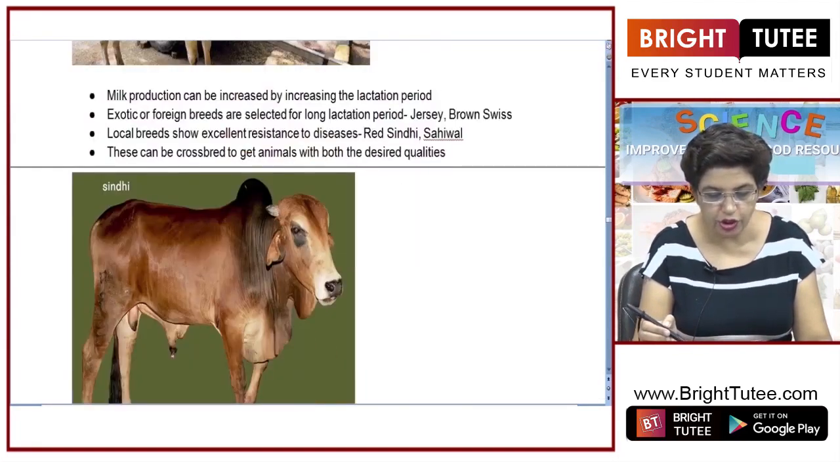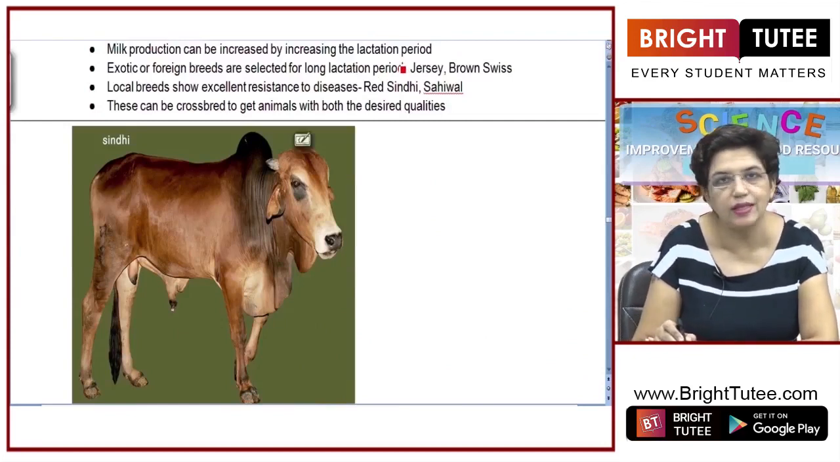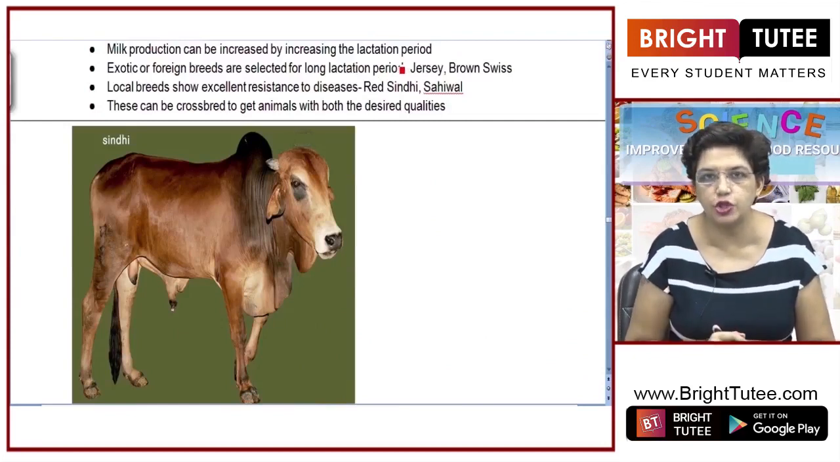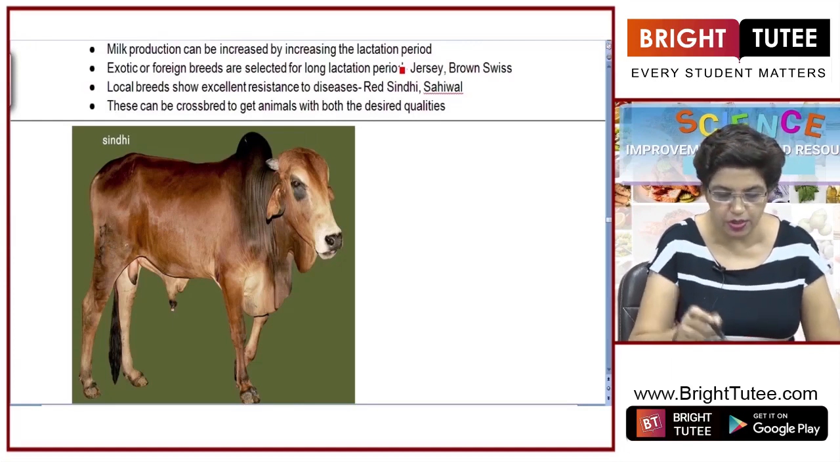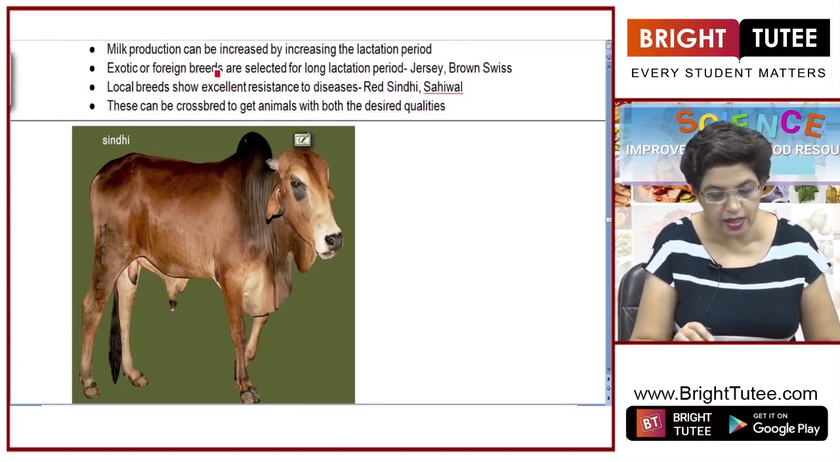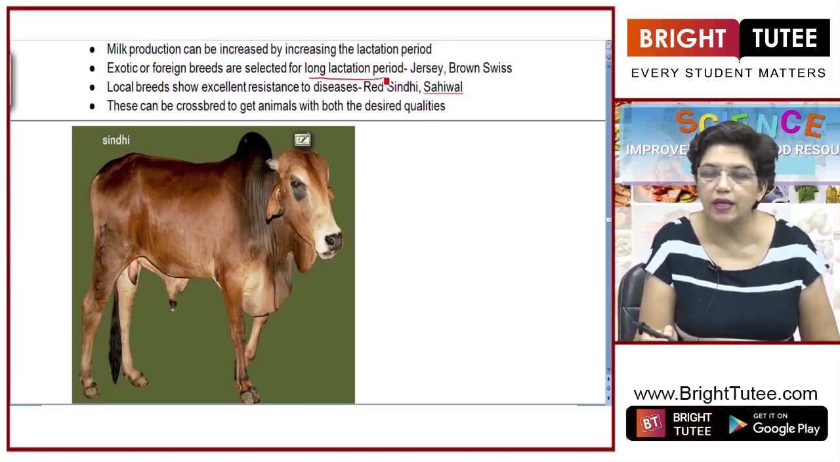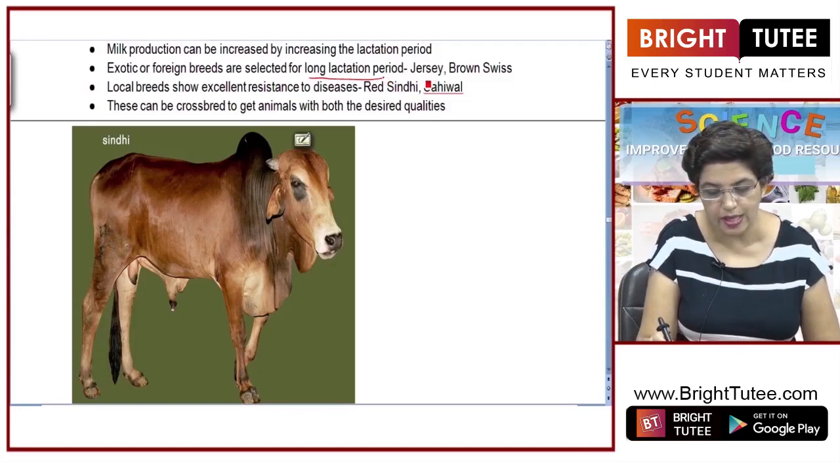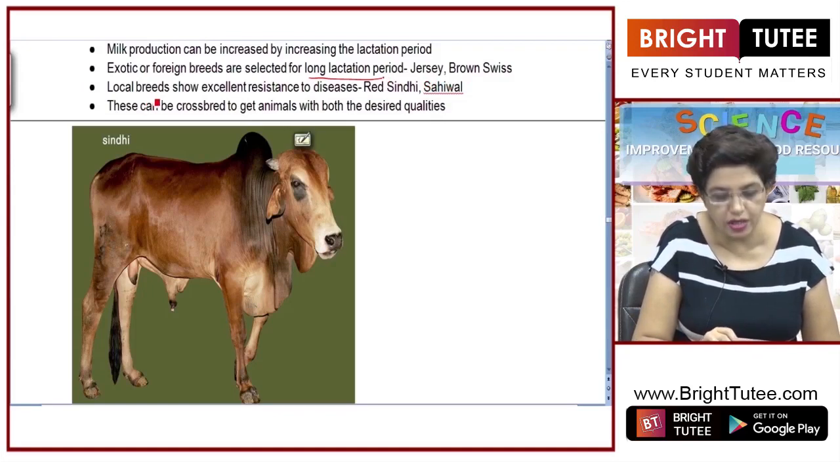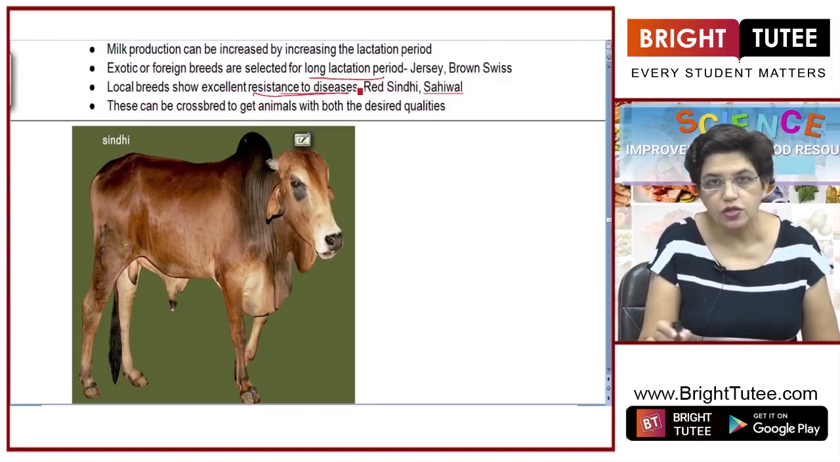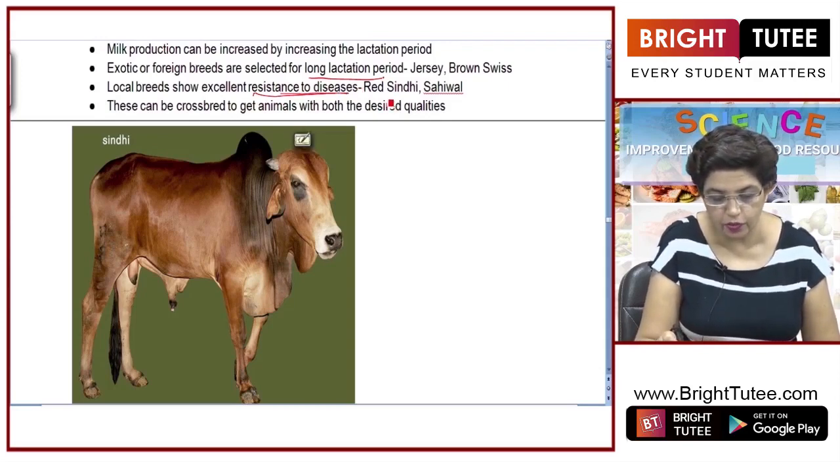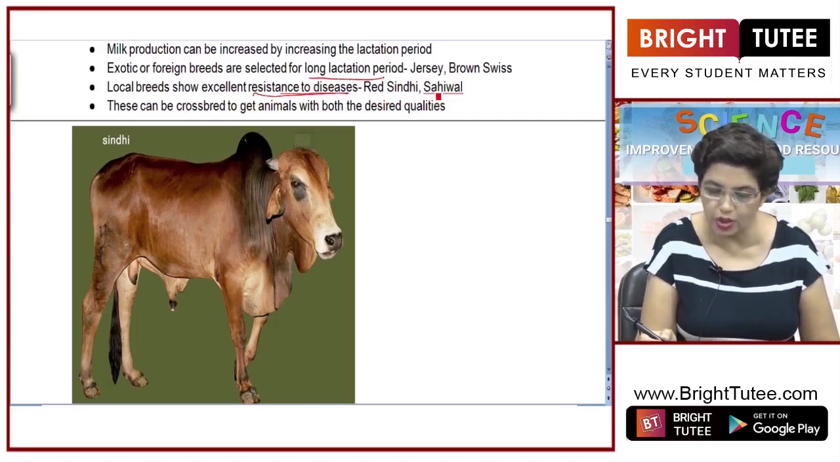Now, milk production can be increased by increasing the lactation period. If we lengthen the lactation period, more milk will be produced. Now, the exotic or the foreign breeds are selected for long lactation period. They have this desirable quality that the lactation period is longer. For example, the Jersey cow or the brown Swiss cow. On the other hand, our local or indigenous breeds show excellent resistance to diseases. Alright, so this is another desirable characteristic. Examples are Red Sindhi and Sahiwal. These are our indigenous or local breeds.